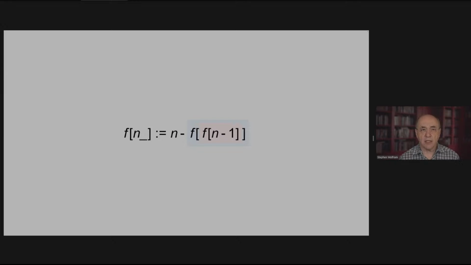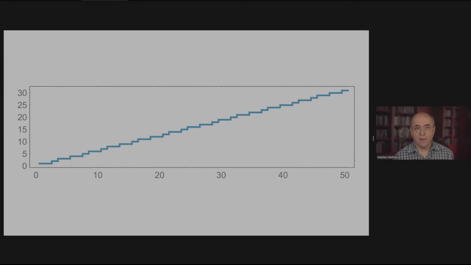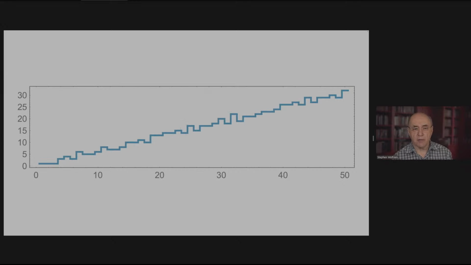And so our standard initial condition, F of N equals 1 for N less than or equal to 0, doesn't work here, because it implies that F of 1 equals 1 minus F of 1. But if we take F of N equal to 1 for N less than or equal to 1, we get the following behavior here. Meanwhile, with F of N equals 1 for N less than or equal to 3, as opposed to N less than or equal to 1, we get this kind of behavior.